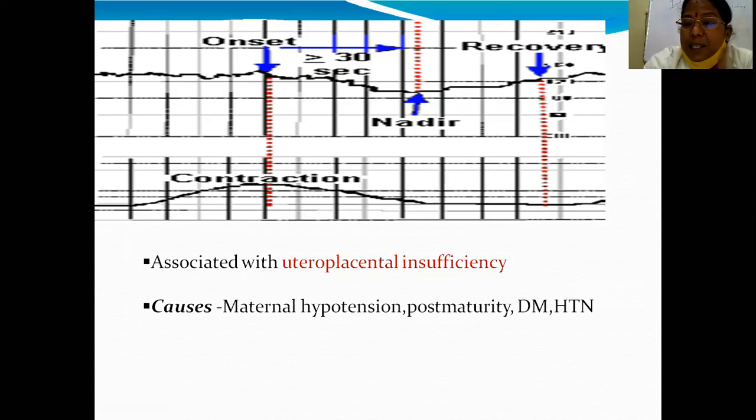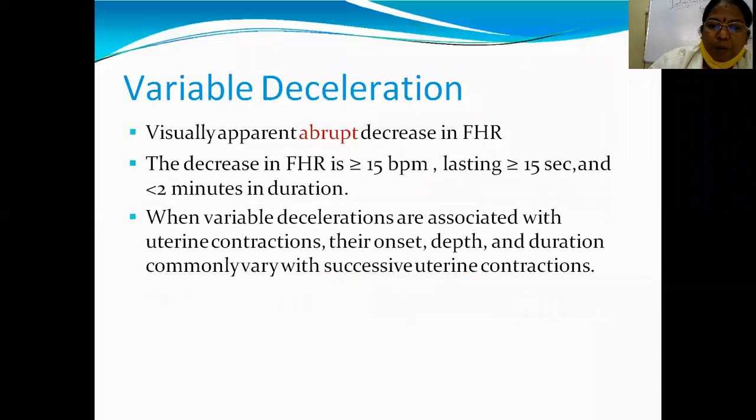I'm sorry, I said in early deceleration. So early decelerations are usually only because of the head compression. The late decelerations are due to uteroplacental insufficiency. Then there can be maternal and fetal acidemia. So then it's variable decelerations.